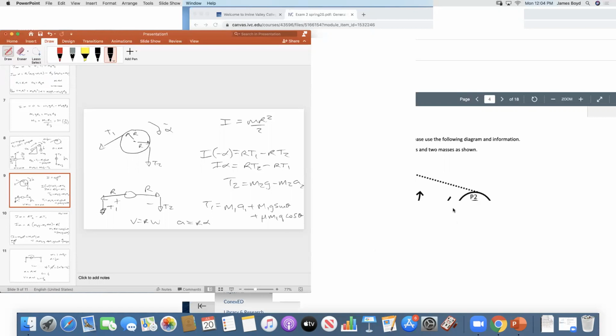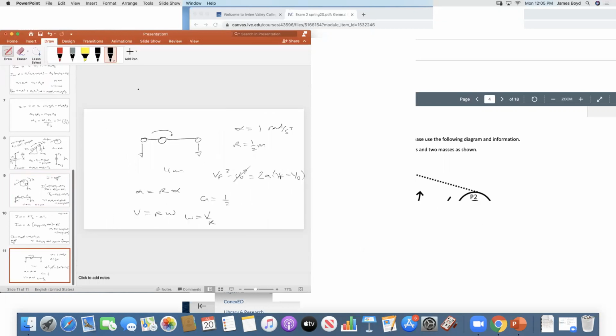I won't do that to you. I'll make sure that the pulleys are connected so the pulleys will have the same alpha, but you may have masses at different radiuses. So just make sure you're really clear on that. Okay, I think that's all I have on those types of problems.